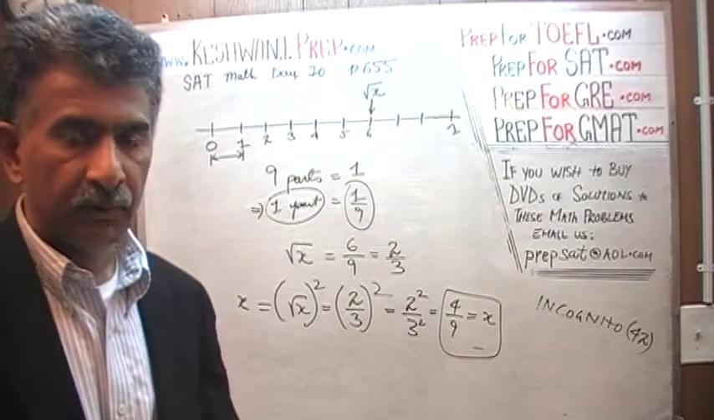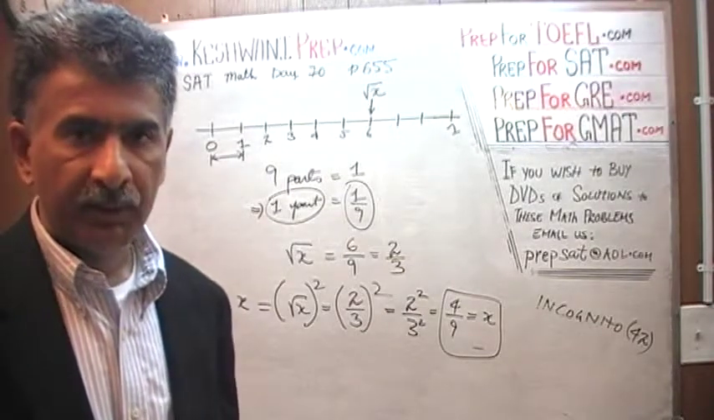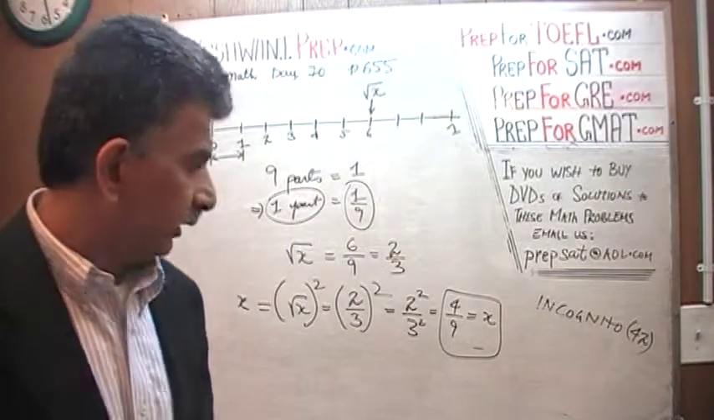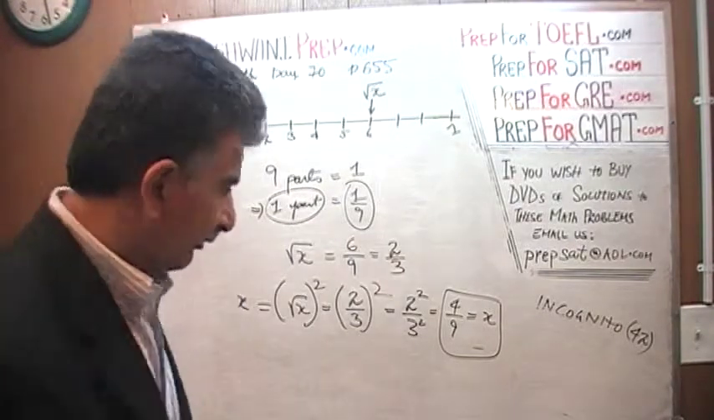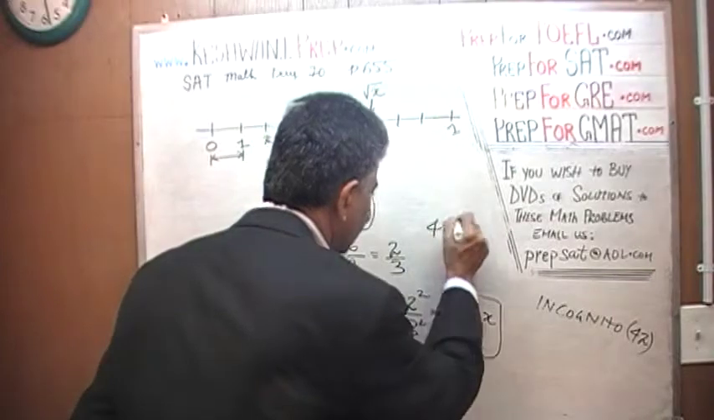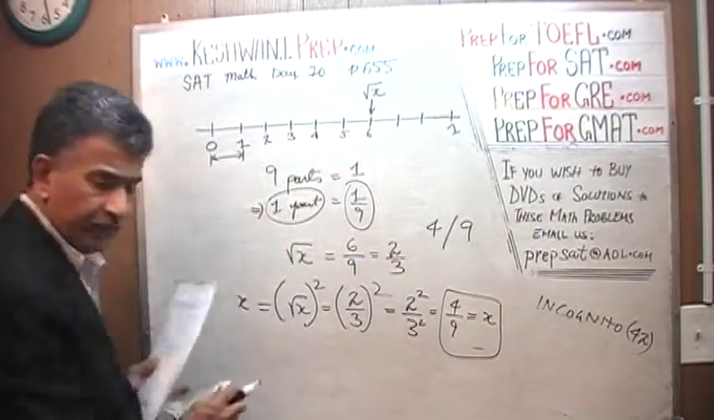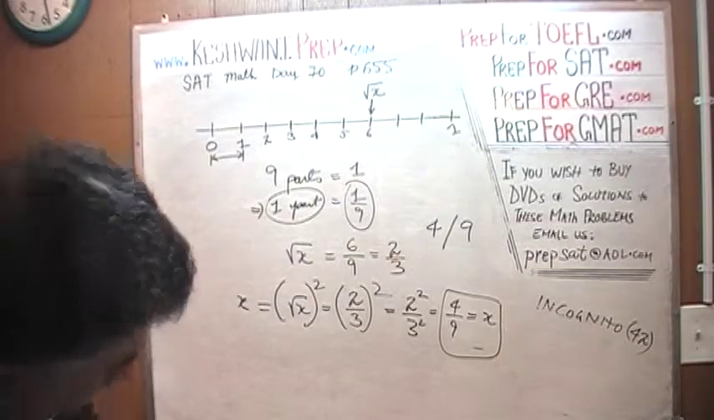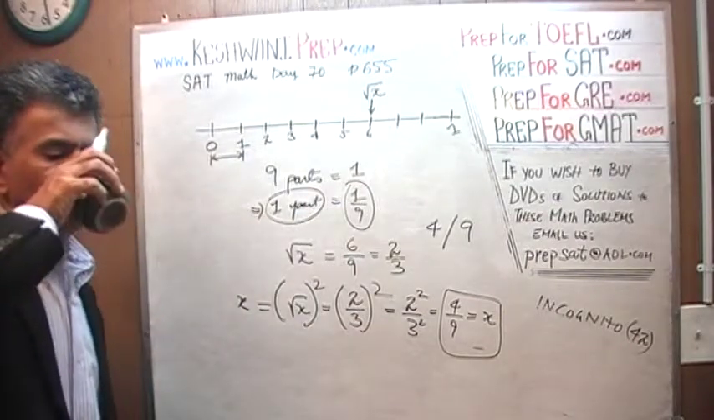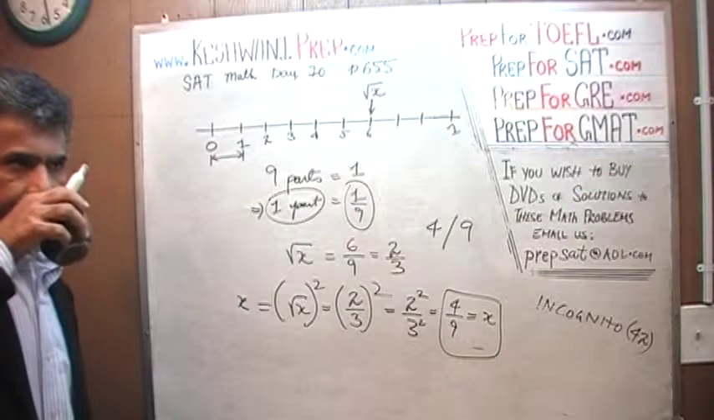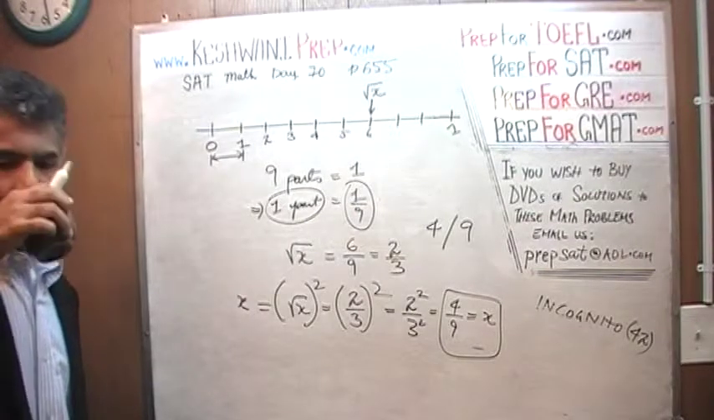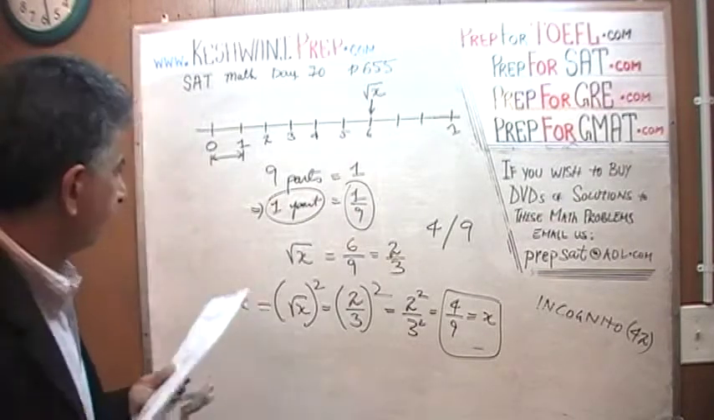Don't waste your time. Don't try to make your life more miserable by converting into decimal. Just grid in 4/9. That's it. We are done with this one, okay? Let's go to the next one. Number 18.